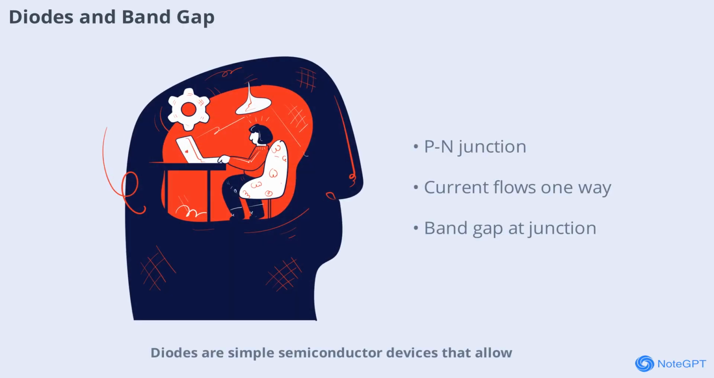Diodes are simple semiconductor devices that allow current to flow in one direction only. They're made by joining p-type and n-type materials, creating a junction where the band gap plays a crucial role. When voltage is applied, electrons cross the band gap at the junction, allowing current to flow. Diodes are essential for rectifying currents, protecting circuits, and enabling many electronic functions.